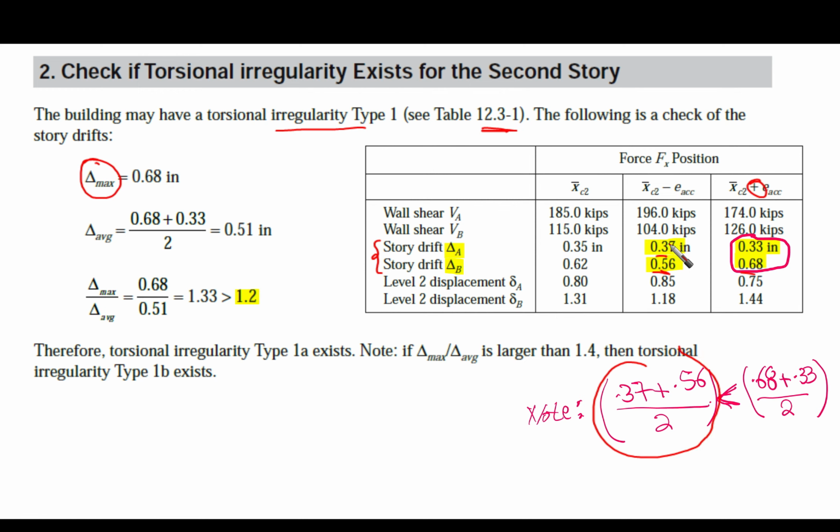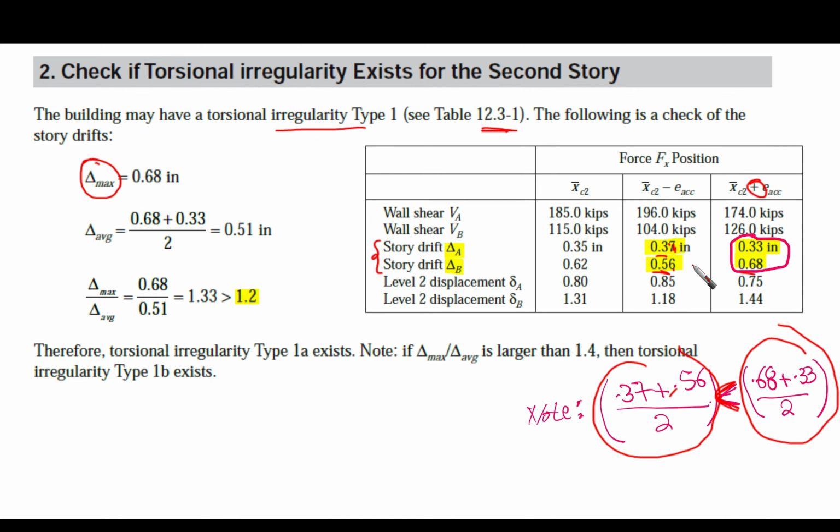If you take the average of these two, as you can see, it is less than the average of these two. So this average is less than this average. This is the case that might be susceptible to having torsional irregularity.